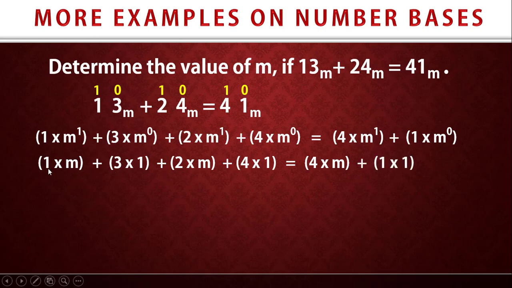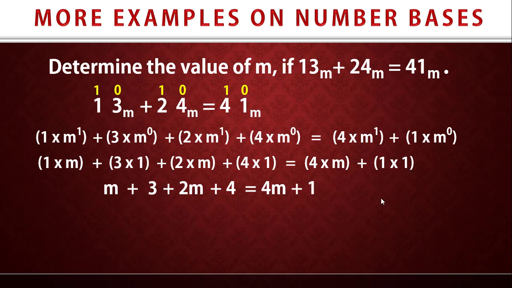So let's multiply now. 1 times m will give us m, plus 3 times 1 will give us 3. 2 times m will give us 2m, and then plus 4 times 1 will give us 4. Then equals to 4 times m will give us 4m, plus 1 times 1 will give us 1. The next thing to do now is to collect like terms. Collecting like terms, we collect the terms that have the same exact letter. There is m here, m here for this 2m, and m here for this 4m. So we're going to collect them together.